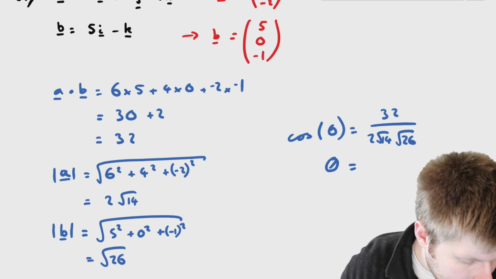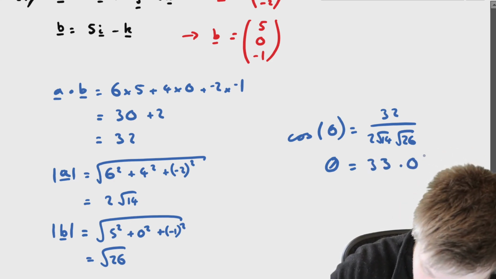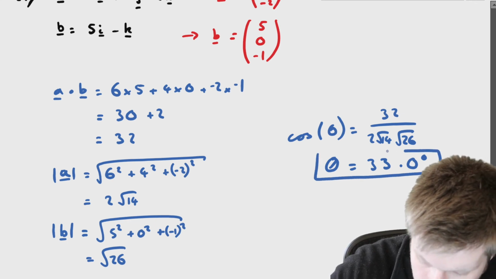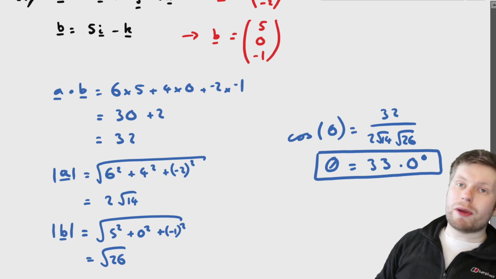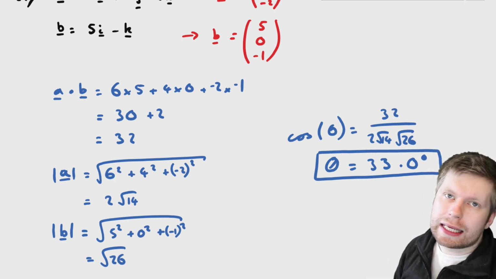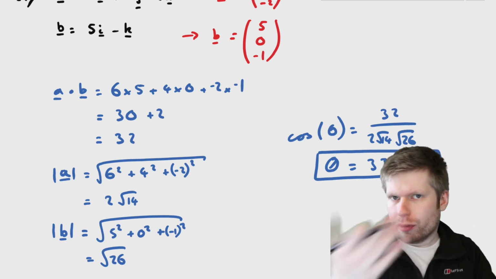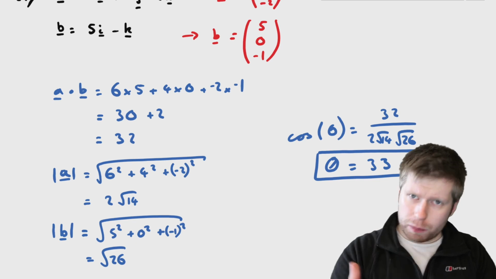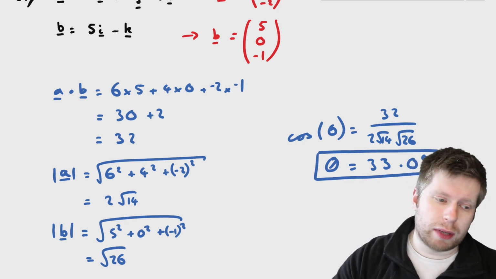So I stick that in my calculator, and I find it comes out as, lo and behold, an acute angle, as I was expecting, 33.0 degrees to one decimal place. By the way, a good rule of thumb here, if you're working with angles, it's always a good strategy to leave your angles to one decimal place unless you're told otherwise. So unless you're told explicitly 3 significant figures or 2 decimal places, by default, if you have to give it as a decimal, then leave it to one decimal place and that should be fine.